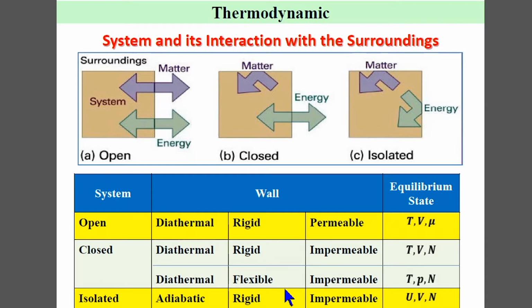So when the pressure is equalized and it is impermeable because it's a closed system, then the parameters we need to concentrate on for equilibrium, becoming constant, are temperature, pressure, and the number of particles.